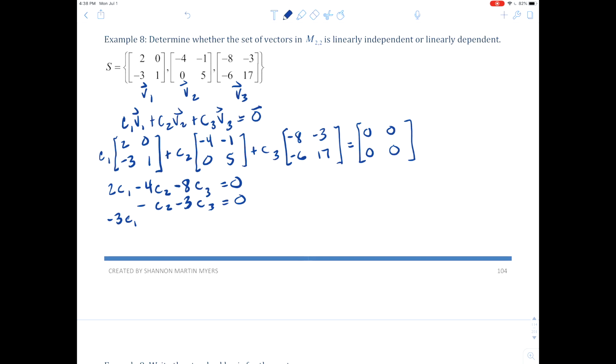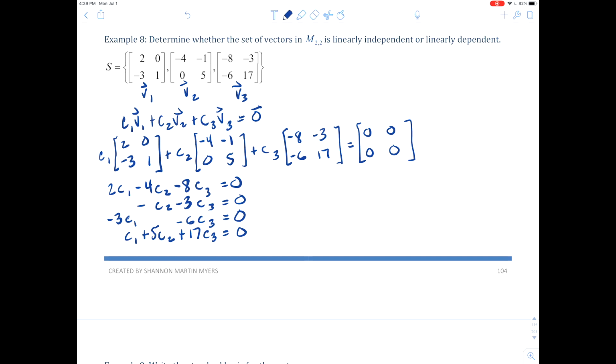Negative 3C1 plus 0C2 minus 6C3 would be 0. And then 1C1 plus 5C2 plus 17C3 would also be equal to 0. Cool? Okay, so let's see what we have.